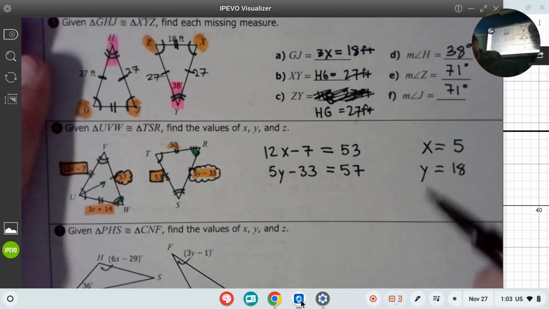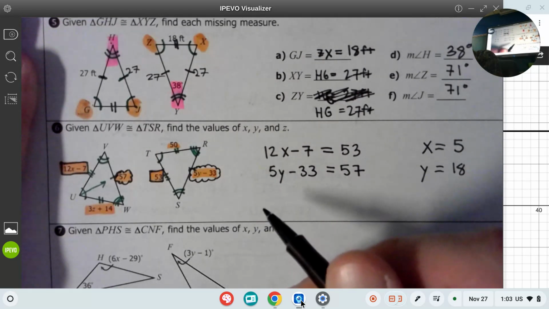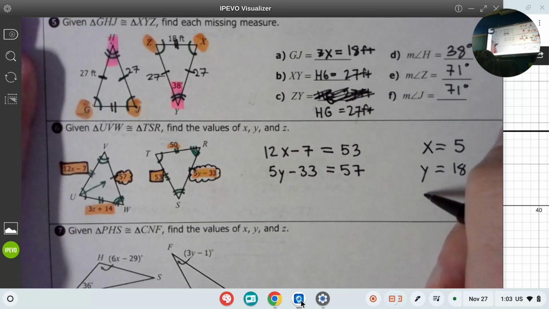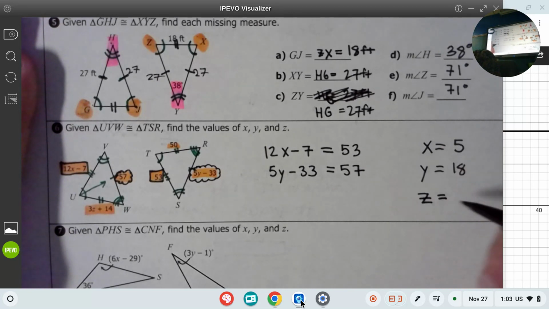Who can give me the last equation? I'm not telling you anything. What do you got? You said 12 is the answer? Okay, what's the equation that leads you to 12?